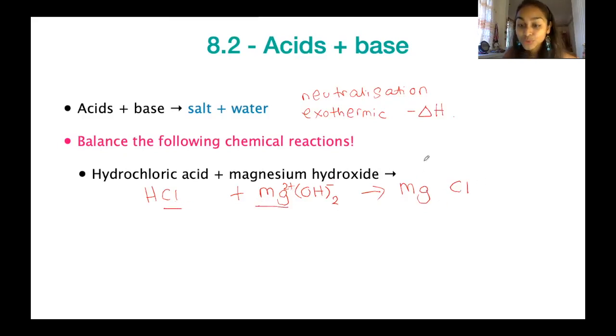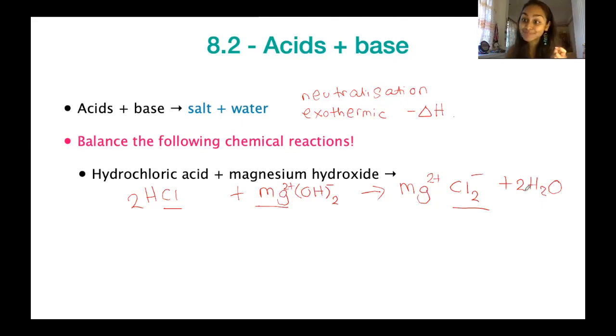Our next question is, of course, is it actually balanced? Not quite. Charge on magnesium is 2 plus, charge on Cl is minus. So it's going to be MgCl2. And then I know that I'm going to make H2O. To balance this out, because I've got 2 chlorines on this side, I'm also going to need 2 chlorines on this side. So my overall reaction is going to be 2HCl plus Mg(OH)2 gives me MgCl2, and I'm also going to add a 2 there to balance this out.